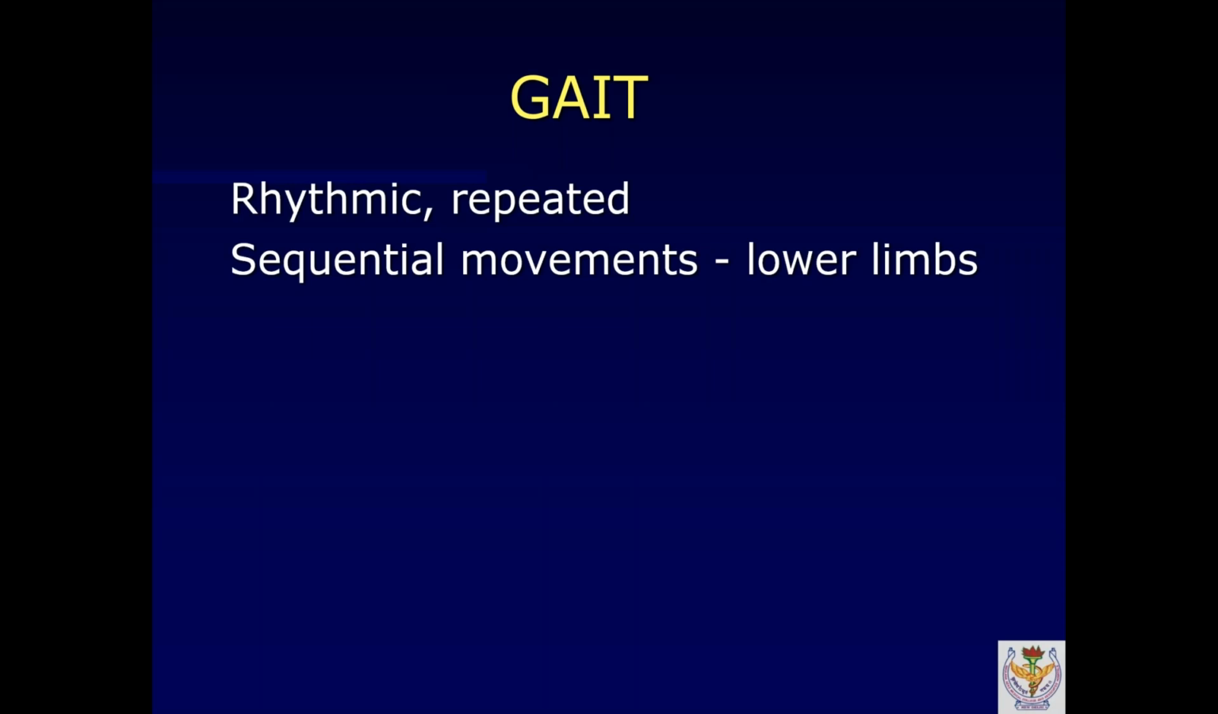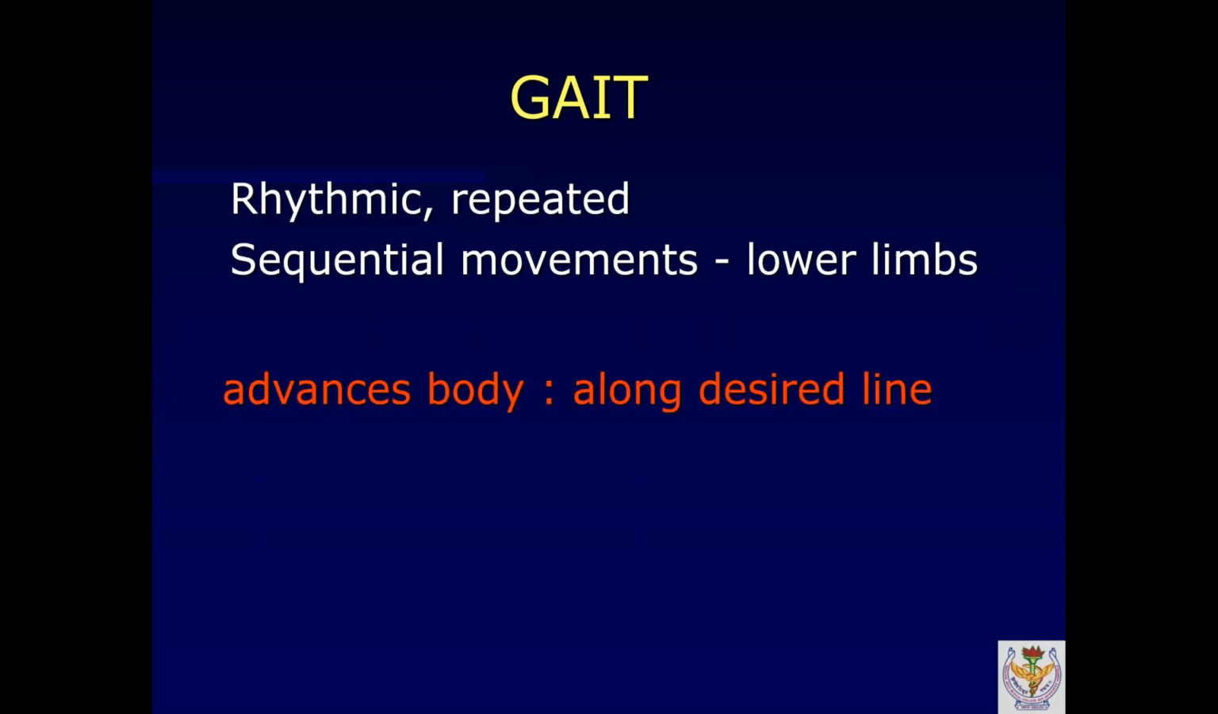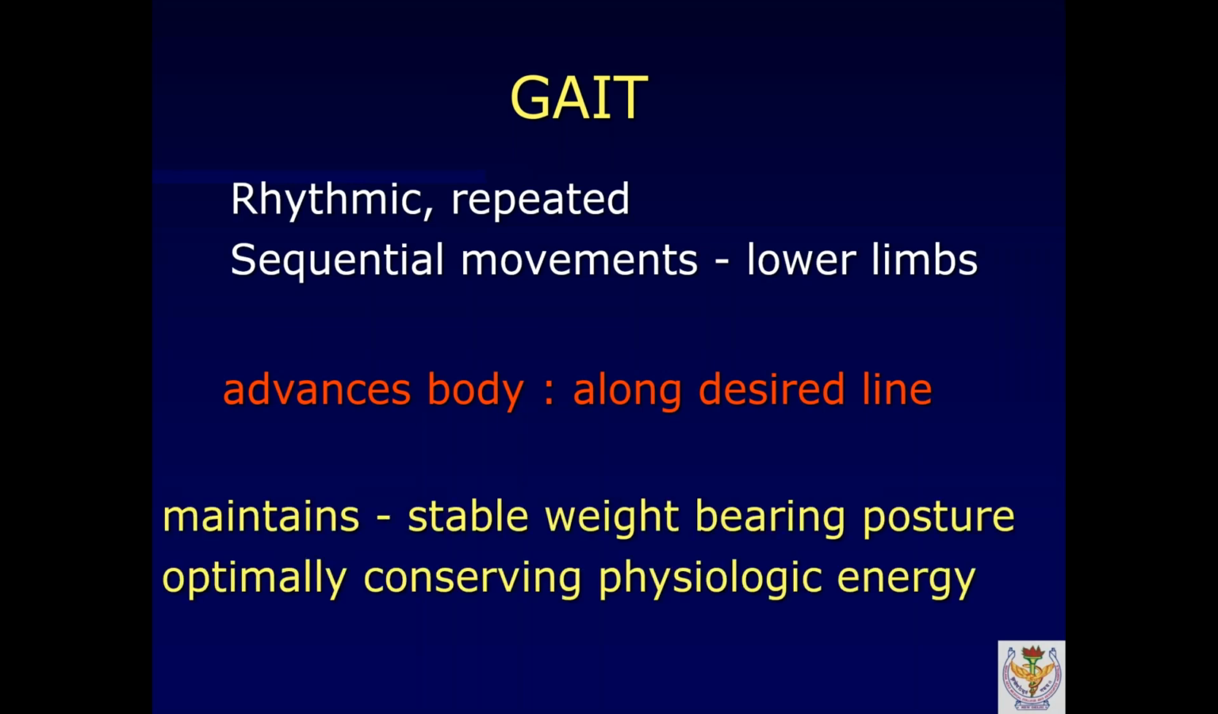So repeatedly, there are rhythmic and sequential movements of the lower limb, which advance the body along a desired line of progression. So you already know that you have to go to such and such place. Maybe subconsciously, the brain knows that you have to reach a desired destination, and you're walking even without actually making efforts.